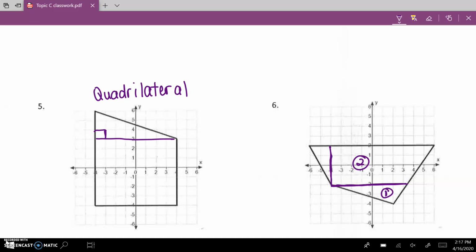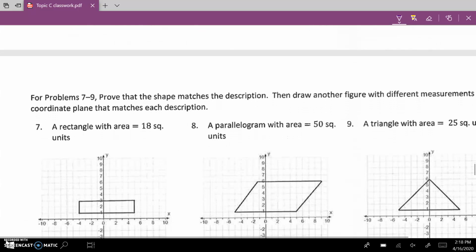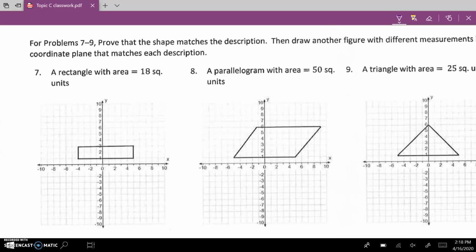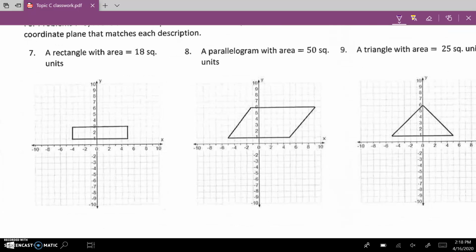On the back side, though, number 7 through 9, it says, prove that the shape matches the description, then draw another figure with different measurements in the coordinate plane that matches each description. Number 7 says a rectangle with an area of 18 square units. This is shape number 1, so we have to see if the measurements of shape number 1 actually give that area.